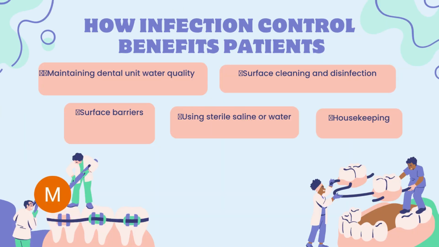Housekeeping. Reduces airborne dust levels in the office, which helps prevent surface contamination of items used for the patient care. Another thing that you could do as well is when you're wiping your room down and you see something that does have a collection of dust, wipe it down. Surface barriers. Surface barriers prevent cross-contamination from one patient to another from touched surfaces. The same thing with surface cleaning and disinfection.